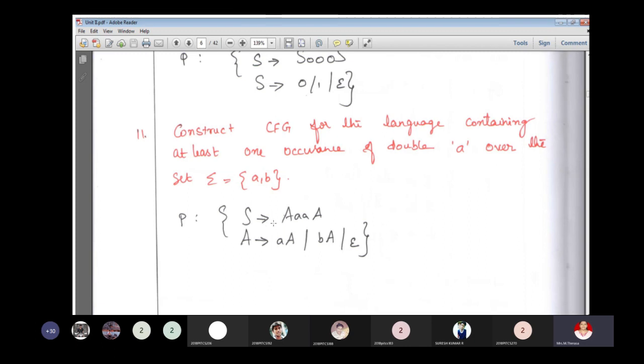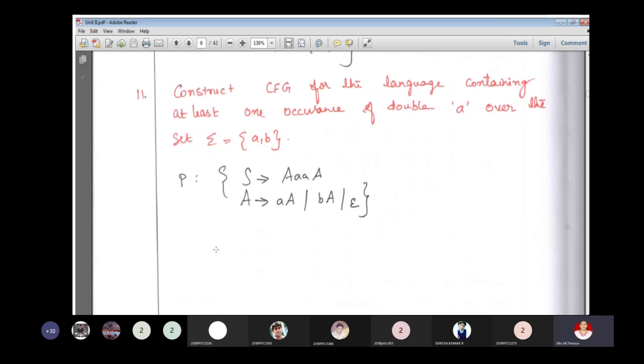Very simple. S tends to capital A, small w a, capital A, and this capital A is what? Any string of a's and b's. How can we represent any string of a's and b's? Capital A tends to small a capital A, small b capital A, or epsilon. Or you can also write capital A small a, or capital A small b, or epsilon. That is also correct.